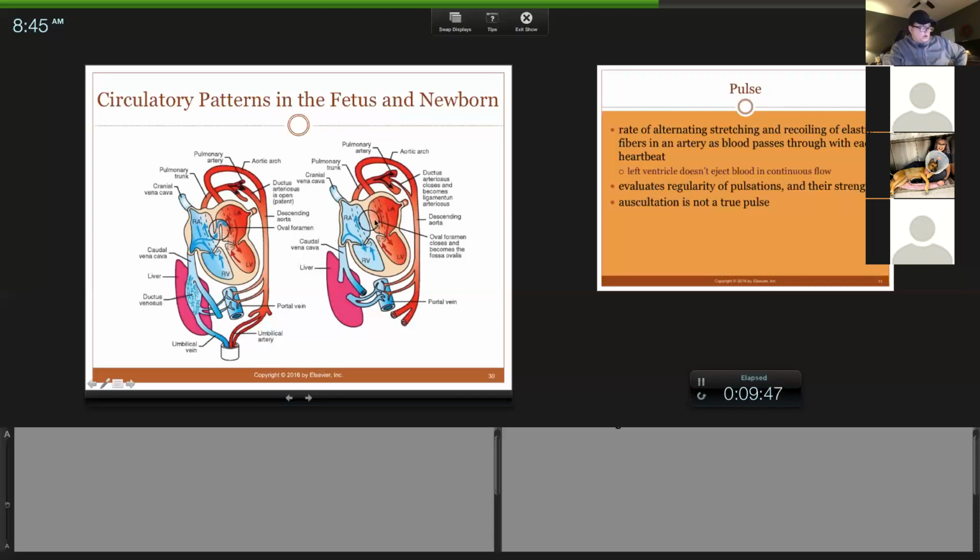Close, close. And again, it happens. Someone asked me, how long does it take? It should be pretty instantaneous. They're born, they have to start breathing on their own. They have to start oxygenating pretty quickly.